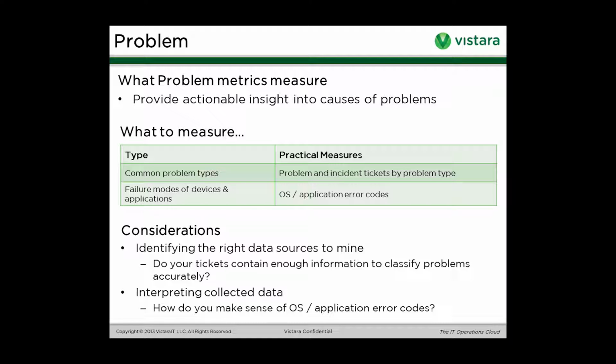And then interpreting the data is also a little tricky. So you've got to understand what you're looking at, and how do you interpret error codes? How do you really zoom in on the actual root cause of the issue? So it's an important thing to do, but also be aware that it's also not an easy thing to do.